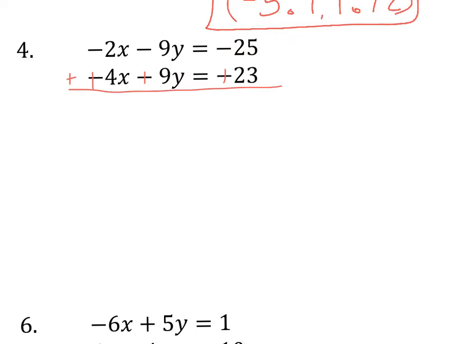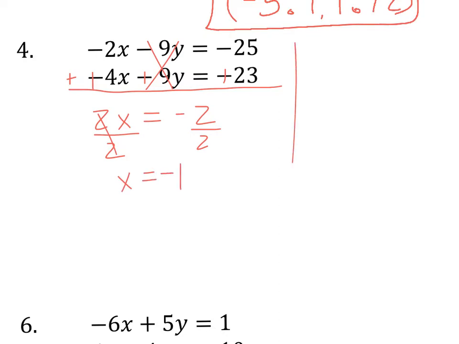So negative 2x and positive 4x equals positive 2x. Negative 9y and positive 9y eliminate, which is what I wanted. Negative 25 plus 23 is negative 2. So then I divide by 2, and I end up with x equals negative 1. I need a y value to go with that. Let's just use the top one. So negative 2 times the x value, which is negative 1, minus 9y equals negative 25. So negative 2 times negative 1 is positive 2.